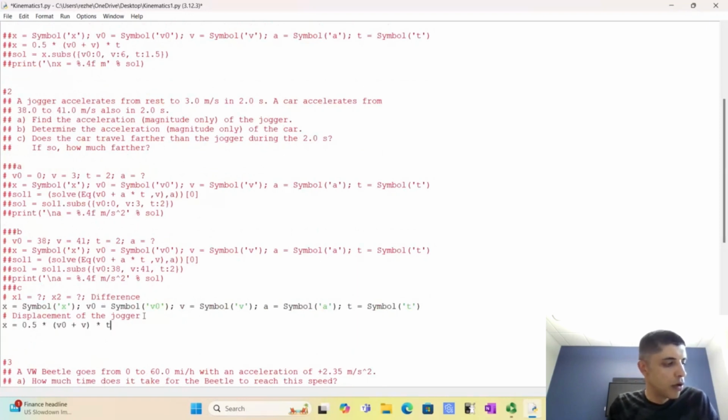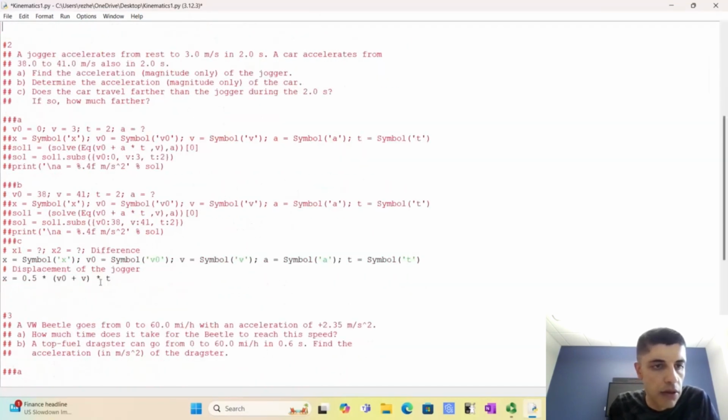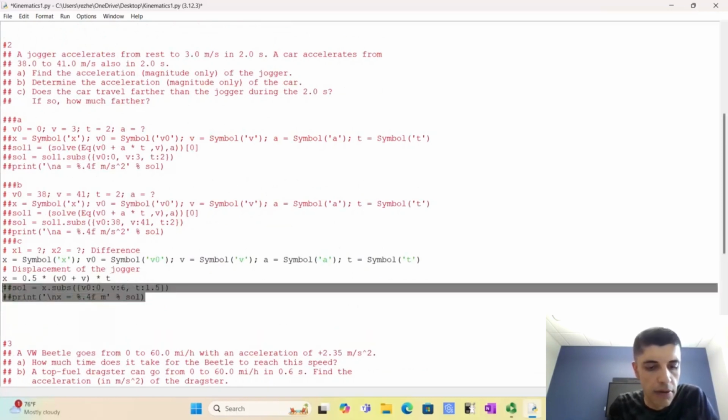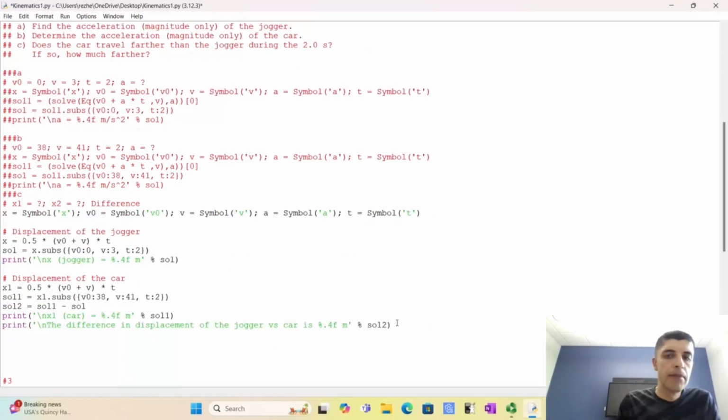All right, and then we're going to substitute some values here. So we're going to do x dot subs, just like the first problem. So solution, let's go ahead and copy that into part B, and let's uncomment it. So Alt and 4. All right, so v naught of the jogger is, we said it's 0, and v is 3, and then t is 2 seconds. All right, let's see what that displacement is.